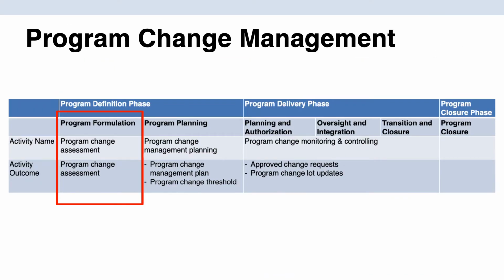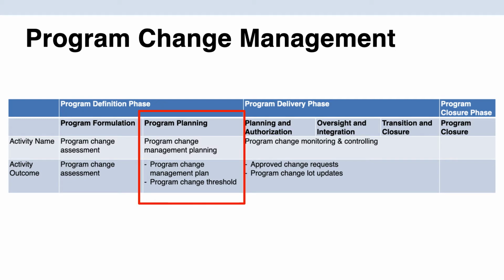So the first one was the program change management. Program change management is all about how you manage changes that happen to a subsidiary program or a project or a component of your program. And if one of those changes happens, how does that affect the rest of the program? Program change assessment happens during the program formulation phase, and it identifies the potential sources of change, the impact and probability of the change expected from these sources, and a plan on how to deal with these changes appropriately. It also creates the program change management plan. That is the outcome here.